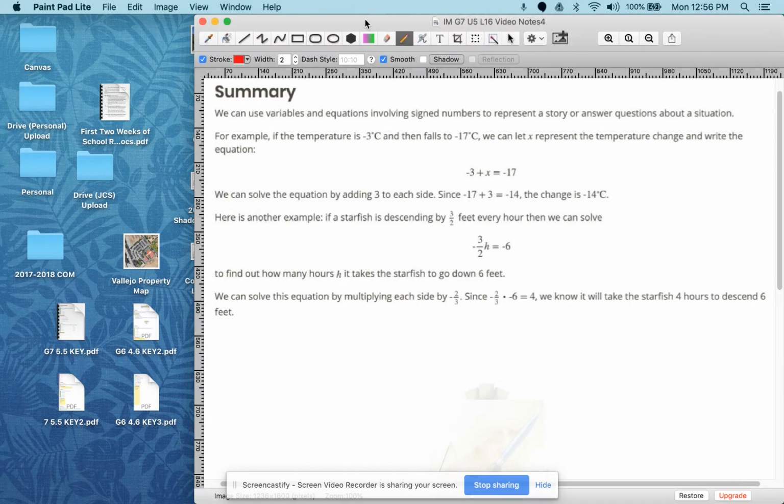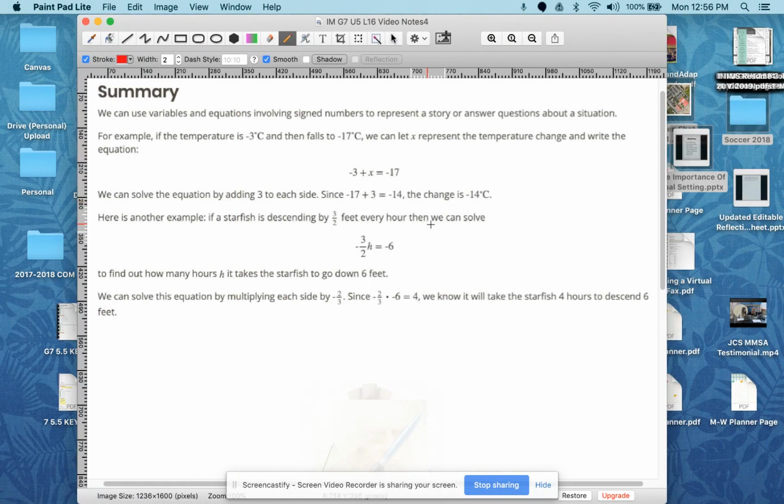Lastly, we just have a quick summary. So I'm not going to read the whole summary. You guys can read it yourself. But basically, the summary of the lesson is that we know we can use variables and equations involving signed numbers, positive or negative numbers, to represent a story or a situation and to find out the answers to the questions that they're asking. And then again, they gave you 2 more examples here, but that's basically the summary of our lesson.